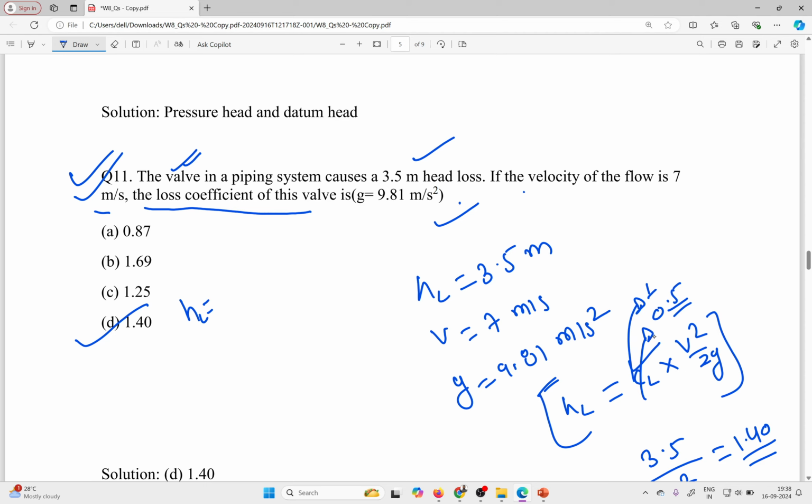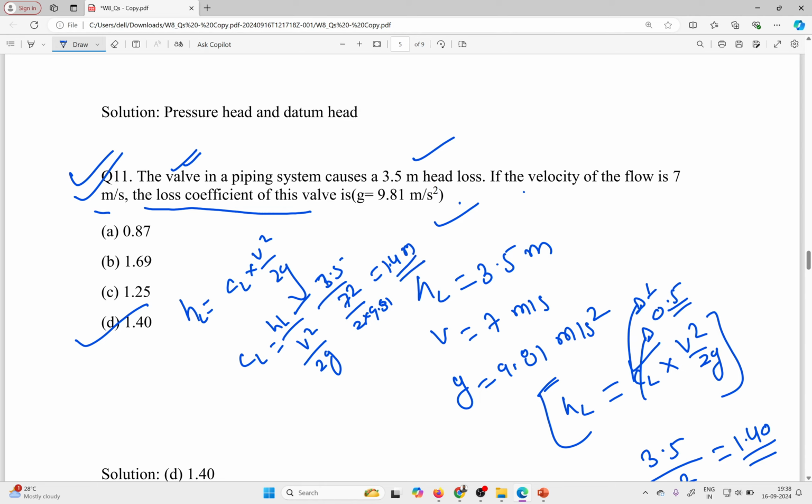In this question, we are asked for the loss coefficient. So HL is equal to the loss coefficient times V square by 2g, and now you can very easily calculate the loss coefficient. HL is given in the question, that is 3.5, and velocity is given as 7 meter per second. So you can easily calculate your answer. It will come around 1.4. Remember, not meter, because here we are talking about a coefficient.